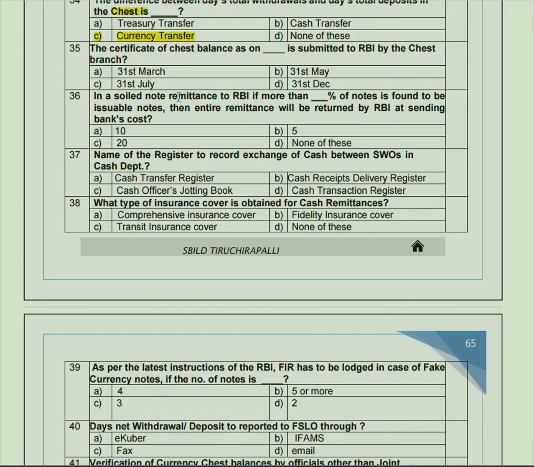Certificate. The certificate of chest balance as on dash is submitted to RBI by the chest branch. So it's 31st May. The chest balance certificate is submitted to RBI on 31st May. This we have to remember. In a soiled note remittance to RBI, if more than dash percent of notes are found to be issuable notes, then the entire remittance will be returned by RBI at the sending bank's cost.